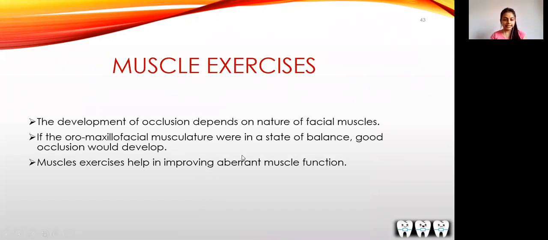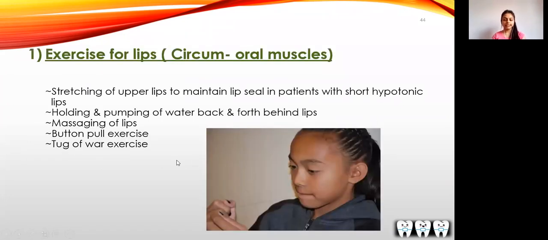Next are the muscle exercises. The development of occlusion depends on the nature of facial muscle. If the orofacial musculature is in a state of balance, then a good occlusion will develop. So muscle exercises help in improving the aberrant muscle function. Now let's talk about some of the muscle exercises.